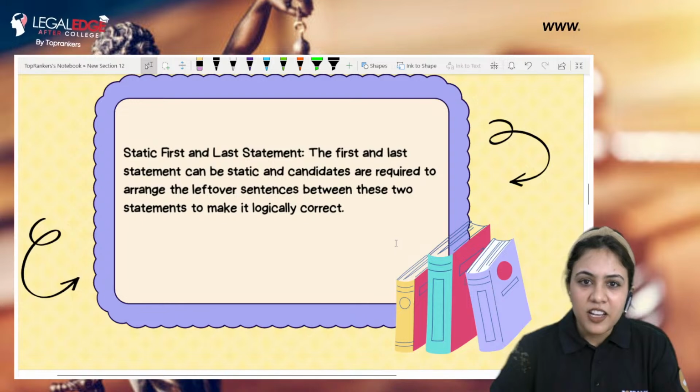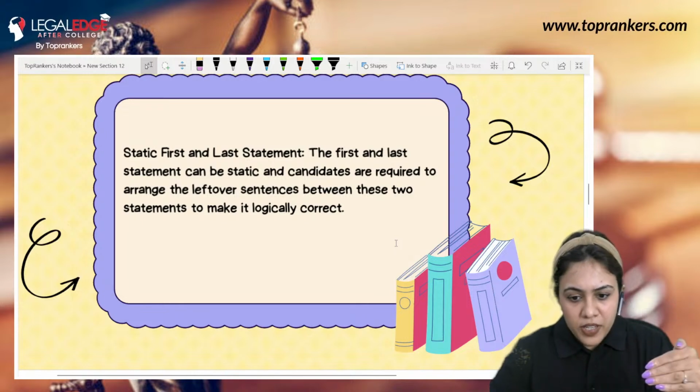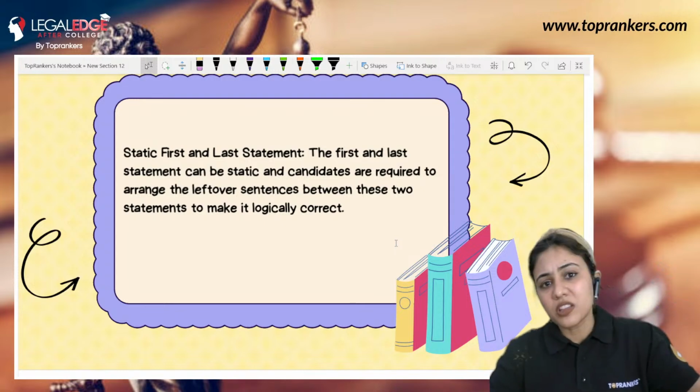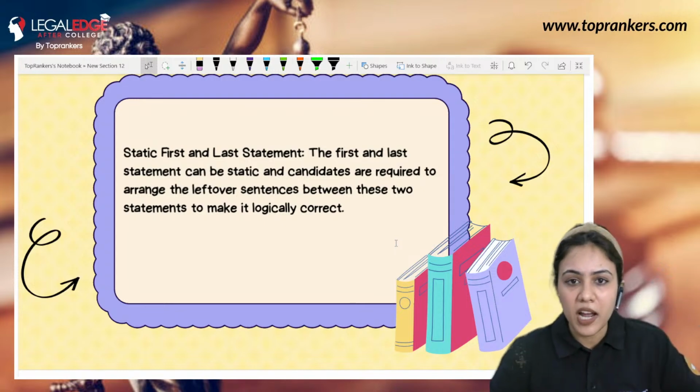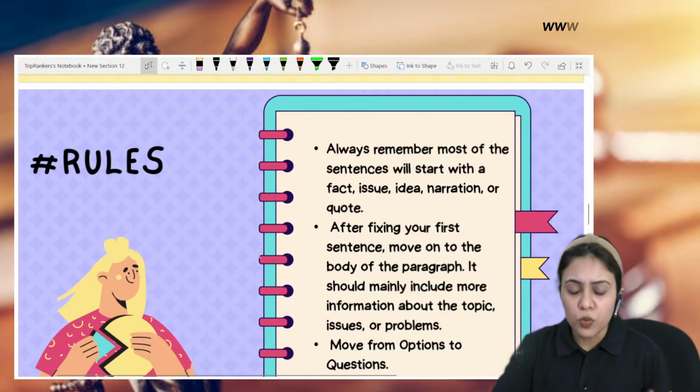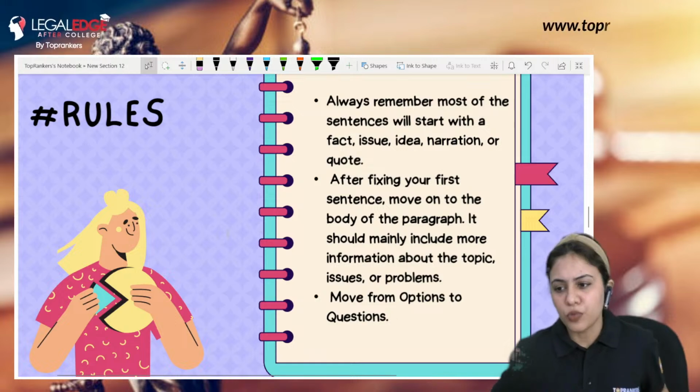Moving forward to the next one, which is static first and last statement. Okay, now again, first and last statements would be fixed, and what you need to arrange is the middle part. That means बीच में 3 से 4 sentences रहेंगे, and you will have to arrange it in a proper, meaningful order.